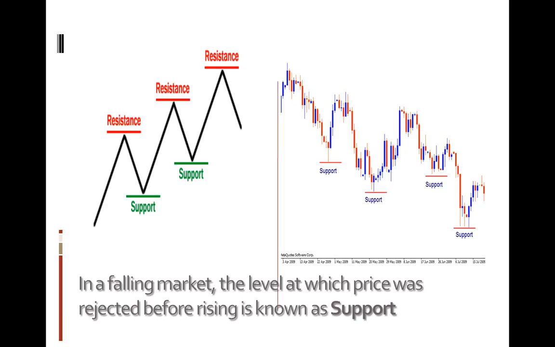So resistance and support are just levels of rejection. If price is rejected at the top, the price level at which price is rejected is known as resistance, and the level at which price is rejected at the bottom is known as support. And we can look at the chart. We have support as price is going down, being rejected, moving up and going down, creating support that is going down.